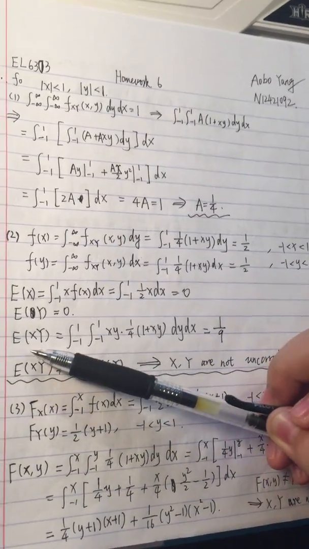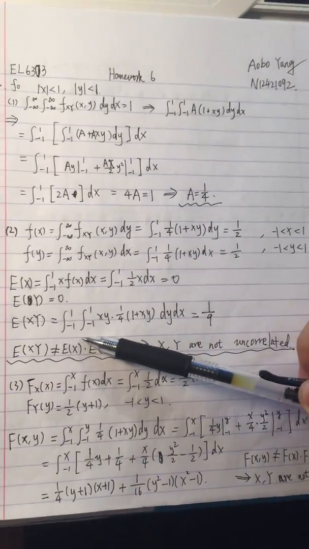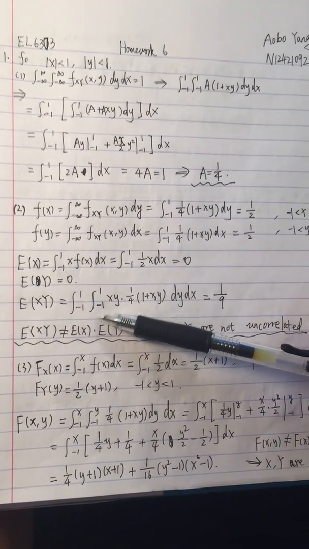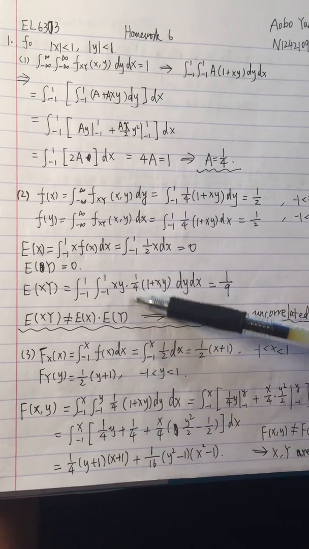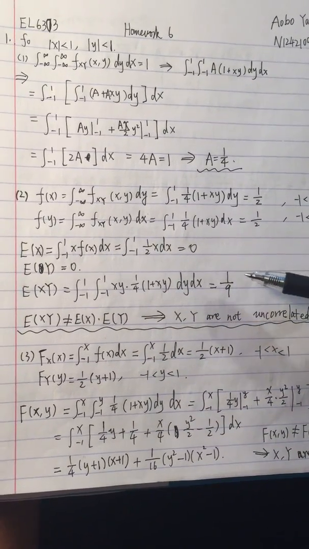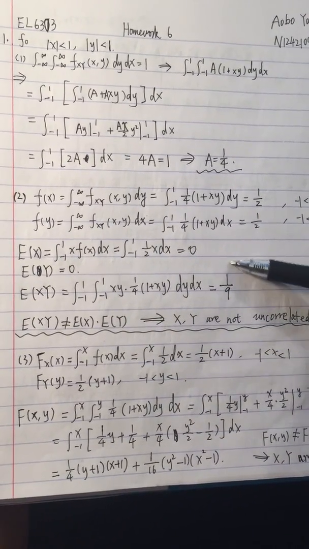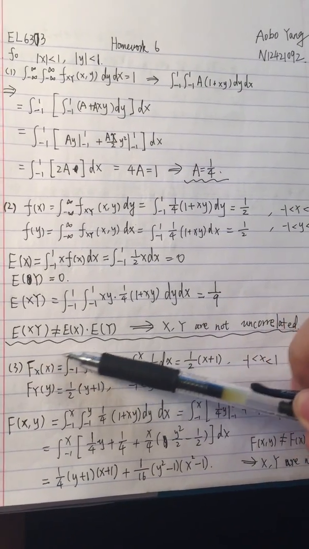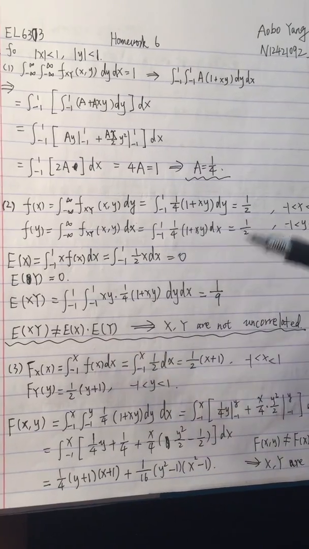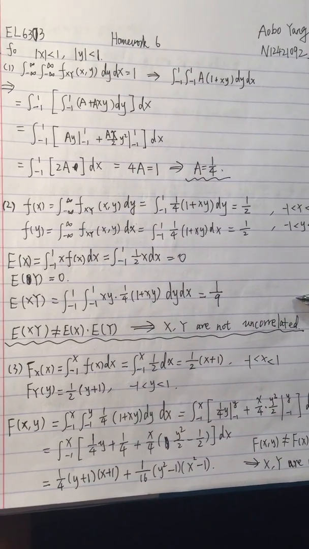But E[XY] is the integral from minus 1 to 1 for x and minus 1 to 1 for y of xy times f(x,y) dx dy. We can easily calculate this, and it is 1 divided by 9. So E[XY] is not equal to E[X] times E[Y], so X and Y are not uncorrelated.